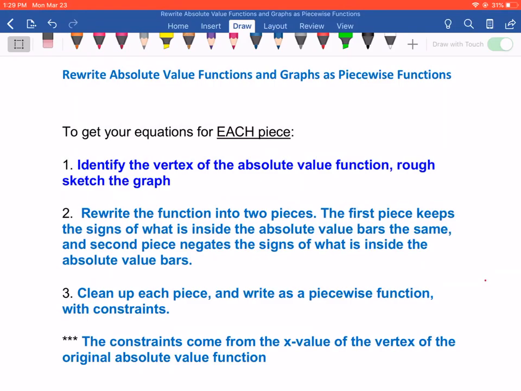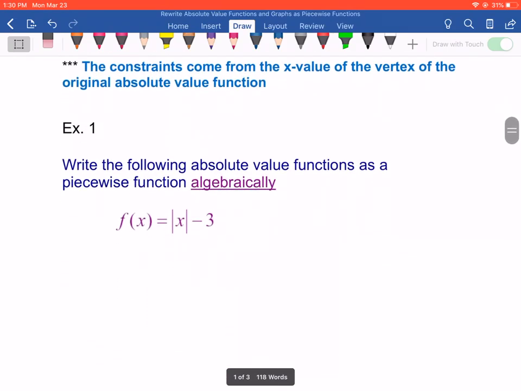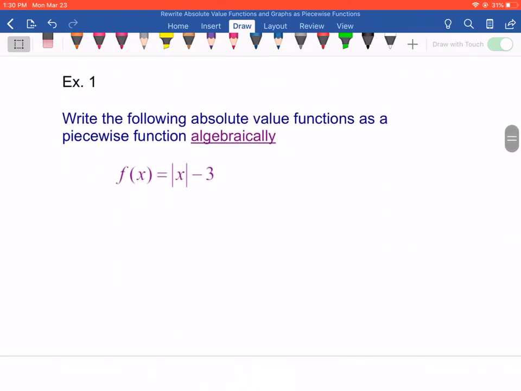The first piece keeps the signs of what is inside the absolute value bars the same, and the second piece negates the signs of what is inside the absolute value bars. Step number 3, we want to clean up each piece and write as a piecewise function with the constraints. So the constraints come from the x value of the vertex of the original absolute value function. You can also refer to the constraints as the domain for each piece of our piecewise function.